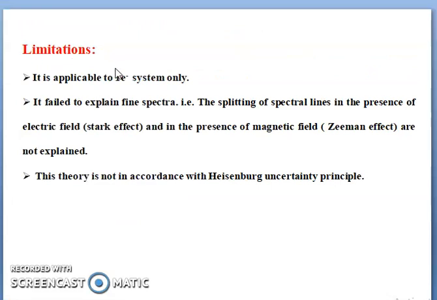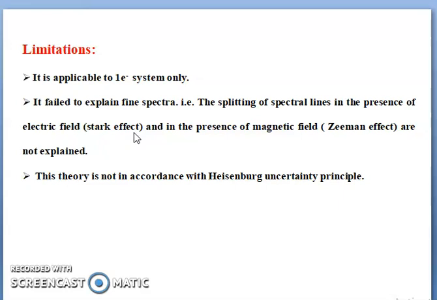So it does not give complete information about the atomic structure. What are the demerits or limitations of the Bohr atomic model? It is applicable only to one-electron systems, and it failed to explain fine spectra like the splitting of spectral lines in the presence of an electric field. Splitting in an electric field is called the Stark effect.